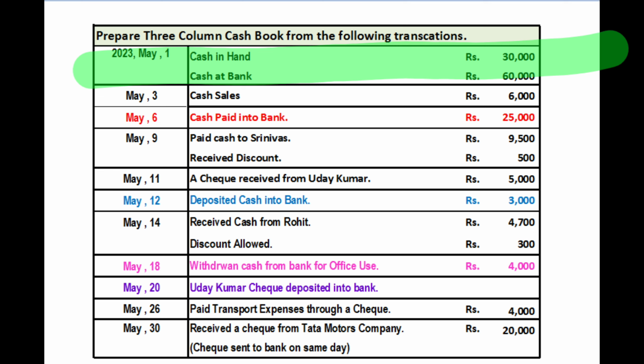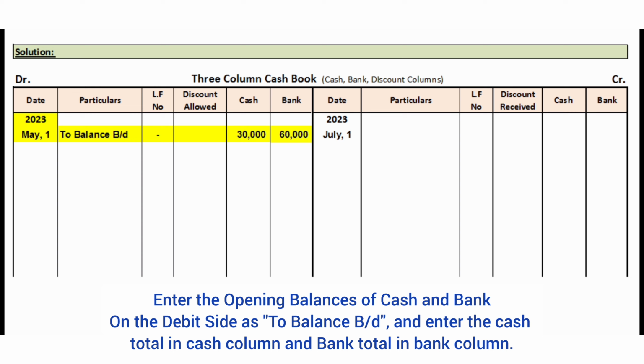One problem is displayed on the screen related to preparation of 3-column cash book. So observe the first dated transaction, cash in hand and cash at bank. These two are opening balances. Opening balances always should be recorded on the debit side. Cash balance should be written in the cash row and bank balance should be written in the bank row.